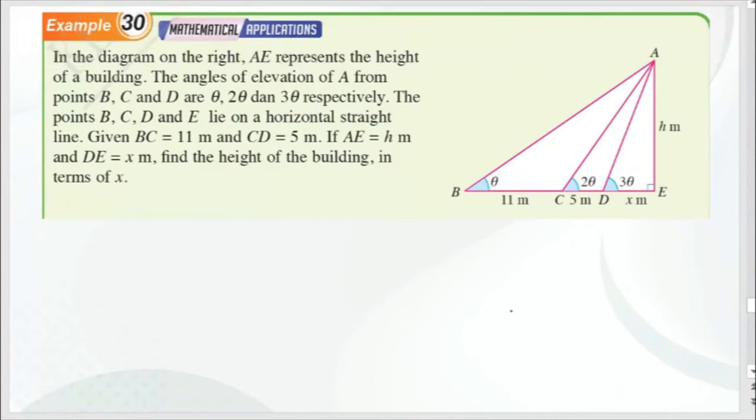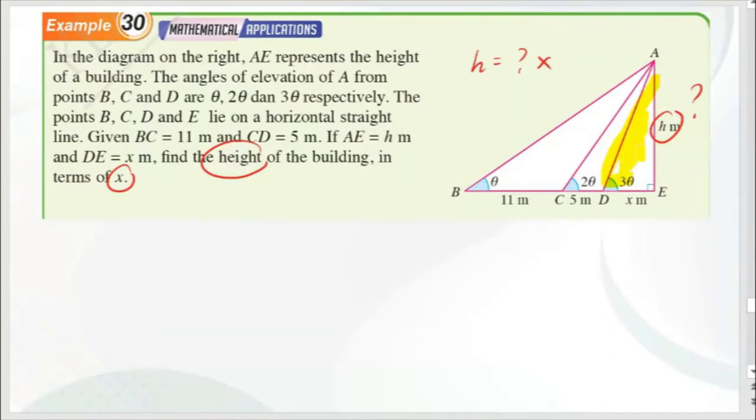So, okay, now what does the question want? The question wants you to find the height of the building. Height is this one. The question wants you to find h in terms of x. So it means h equals what, in terms of x. This is what the question wants you to find out. Okay, so we do it one by one, according to the triangles.